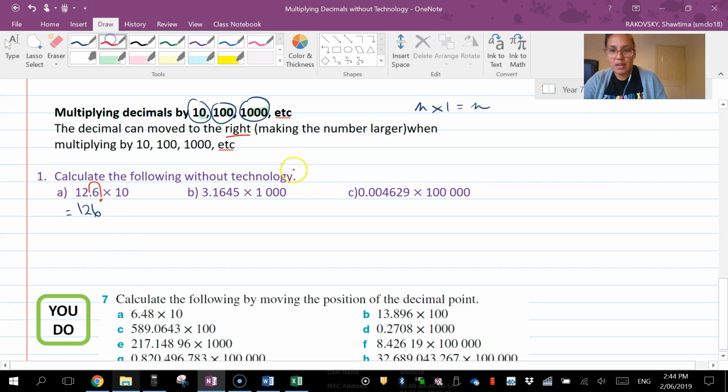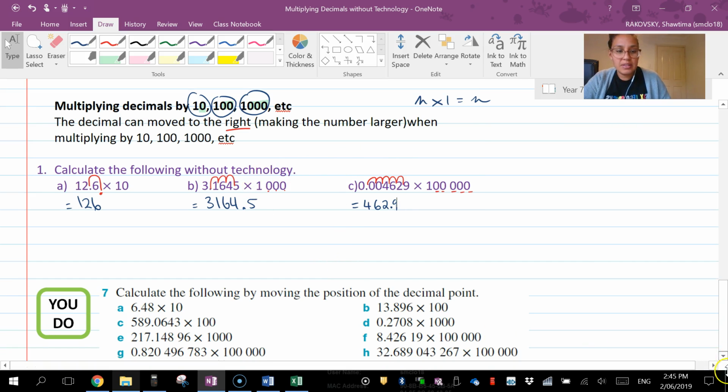126. 1, 2, 3 zeros, so 3 decimal places. The answer is then 3,164.5. This one, 1, 2, 3, 4, 5. 1, 2, 3, 4, 5. So our answer is going to be, I don't write in these zeros here. I don't need to do that because they are no longer holding a place. It's 462.9.